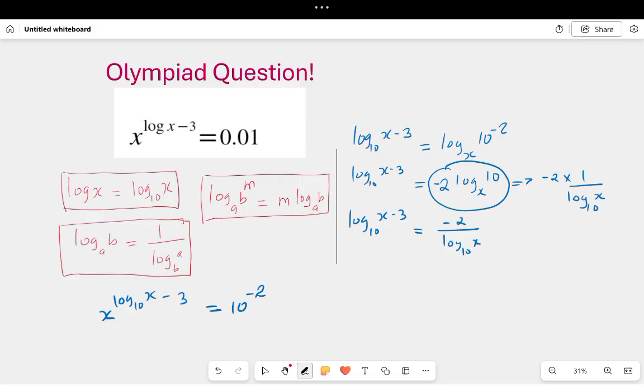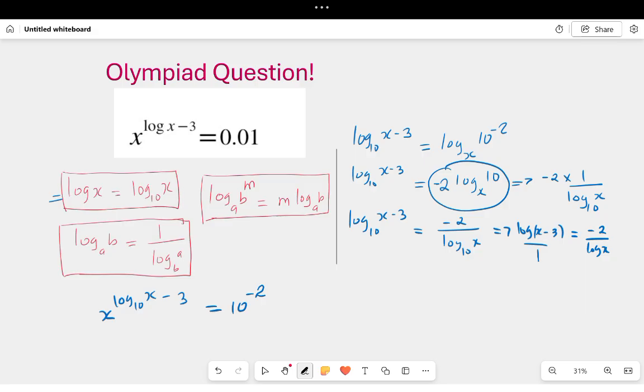Now we can just get rid of base 10, and by using this law over here, this can also be written as the logarithm of x minus 3 is equals to negative 2 over log x. Now we can do cross multiplication over here.